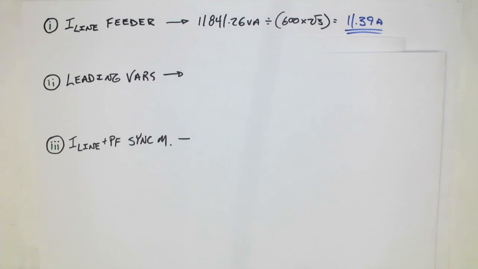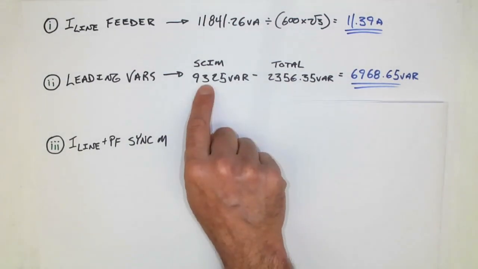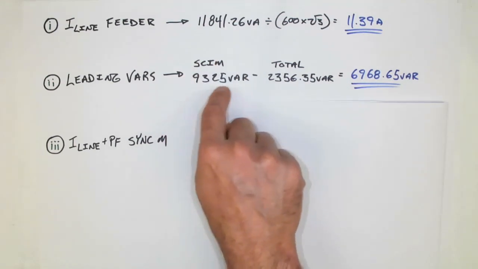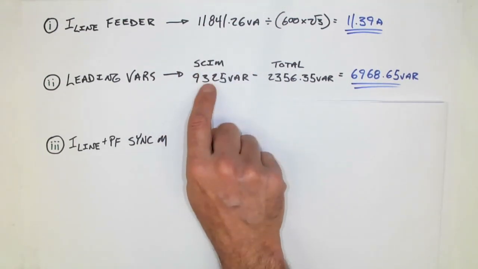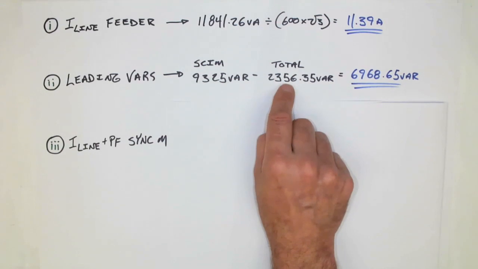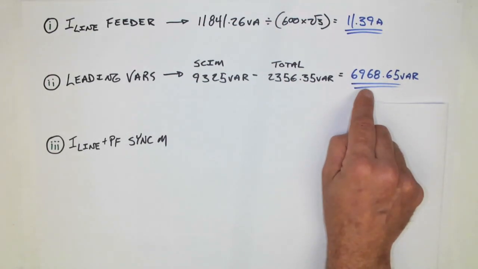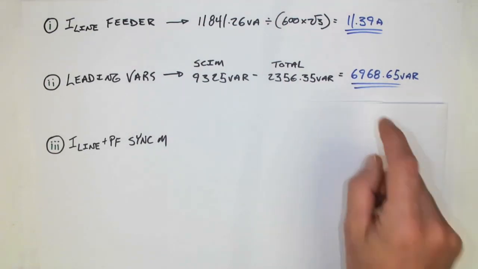What are the leading VARs for this particular system? Well, as we see with most power factor correction, we're going to have to do an original. So what was the original existing VARs? And remember, there's only 2 squirrel cage motors here. Only 2, not 3. And then we need to subtract the new VARs from the system, which would be after power factor correction. And we end up with just under 7,000 leading VARs.